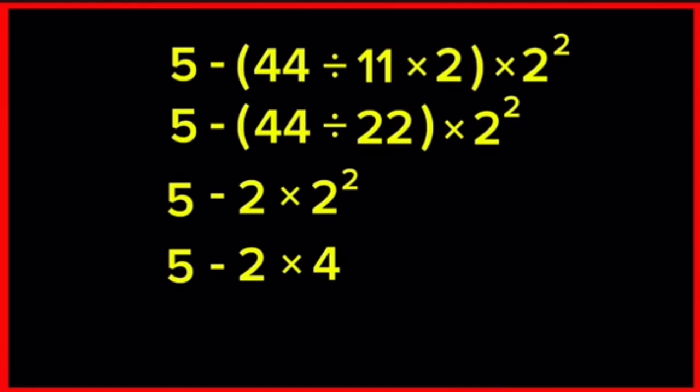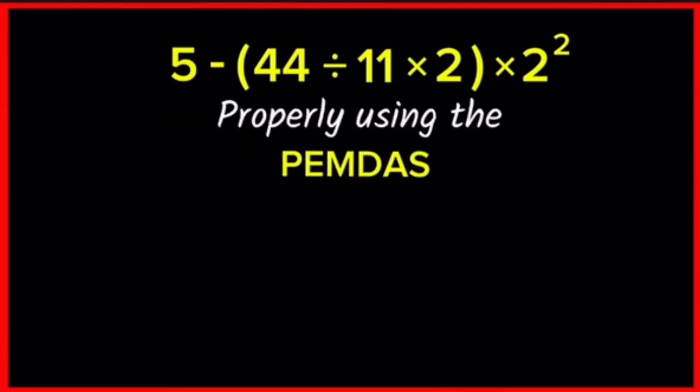Finally, because they know multiplication comes before subtraction, they multiply 2 by 4 and get 5 minus 8, which gives them the final answer of negative 3. Unfortunately, this answer is also wrong. Now let us solve the expression properly using the PEMDAS rule.